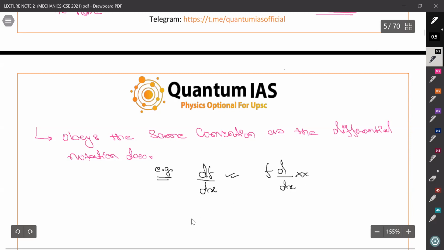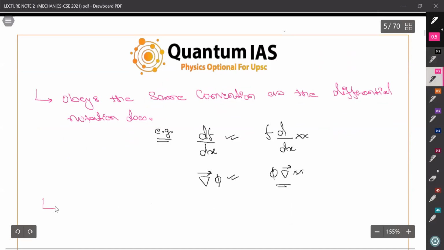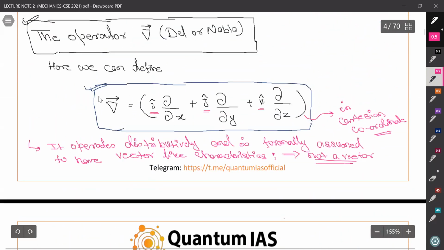Similarly, here also, we can write this, but we cannot write this. This has no meaning, no significance. This is an operator. You need to understand that. So it has no function, it has no significance unless acted upon a function.